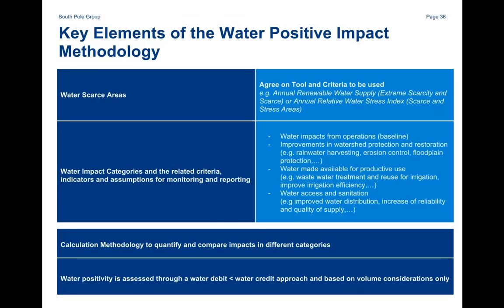let's say, recharged to natural water resources, or how much water has been made available for farming, or how much water has been saved through more efficient farming technologies. What is the volume of water that was made available for sanitation and hygiene purposes? So the calculation methodologies defined will compare and take into consideration all these different efforts, and at the end the water positivity approach compares how much water has been used versus how much water is being credited through the different activities of the project.